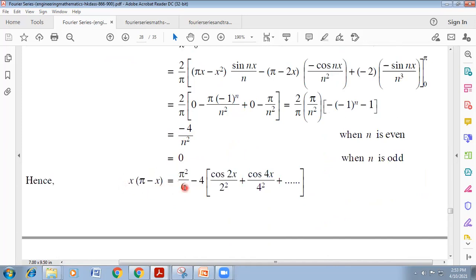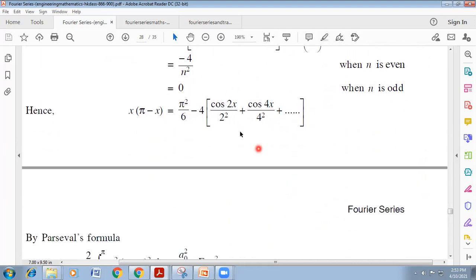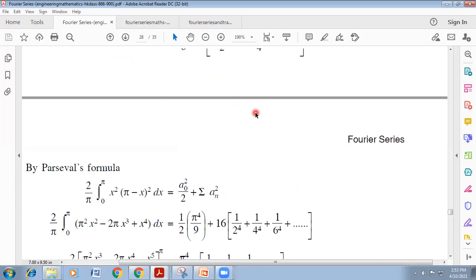So f of x equals to what will be? Pi square by 6 minus 4, n equals to 2, we get cos twice x by 2 square. For n equals to 4, cos 4x by 4 square. This is why we get this series. But odd will be 0. Cos x, cos thrice x, cos 5x, all will be 0.